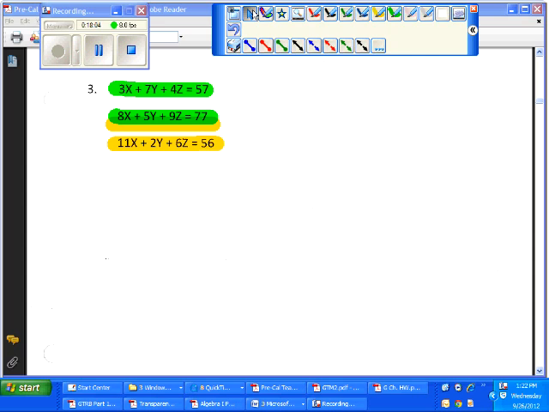You understand that? I want to eliminate the same variable out of the top 2 as I eliminate from the bottom 2. It doesn't matter which one you eliminate first. So tell me which variable you want me to eliminate first. Z, thank you.